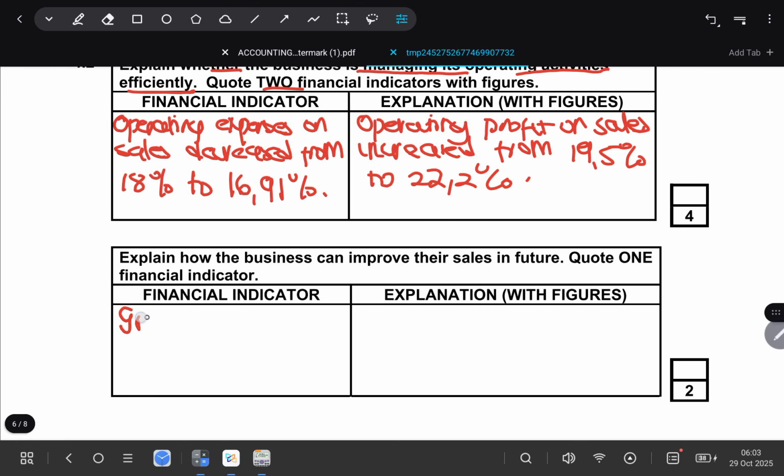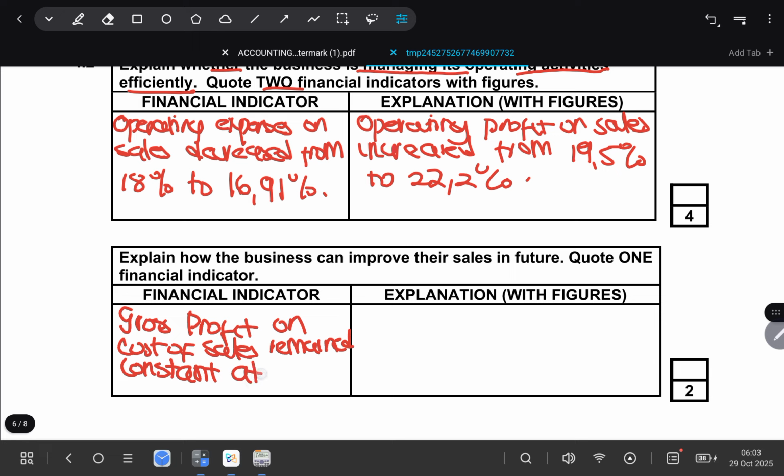So we can say gross profit on cost of sales remained constant in this case, meaning that it remained the same at 60%.